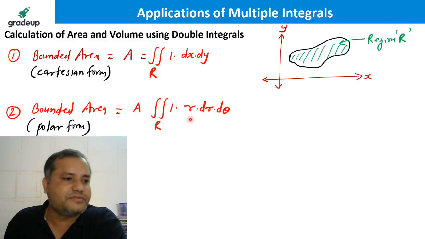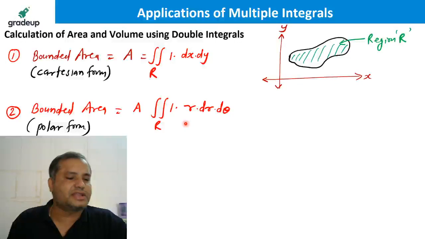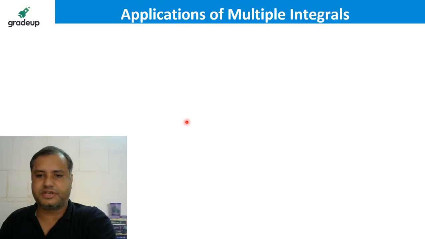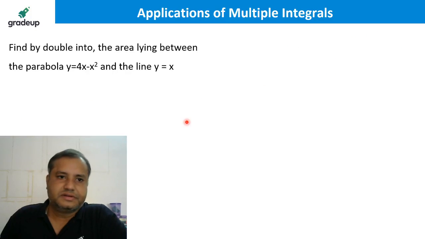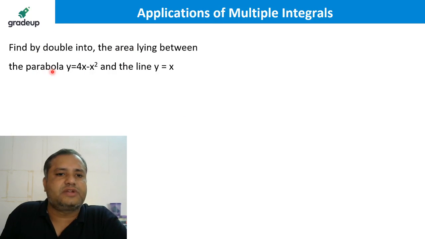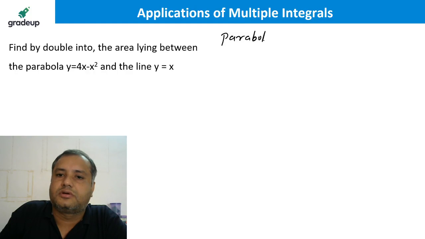I will start with the first question, because unless and until I solve a question, you will not get the proper confidence. So we'll start a question here. The area lying between a parabola and a line. Look, the parabola is given as y equal to 4x minus x square.